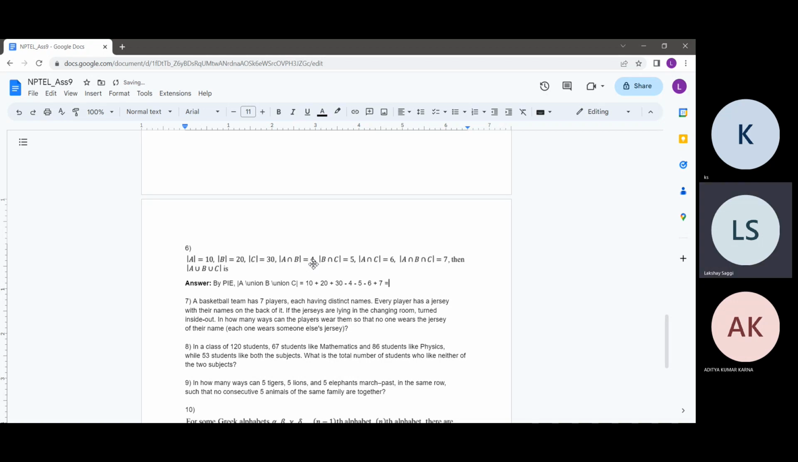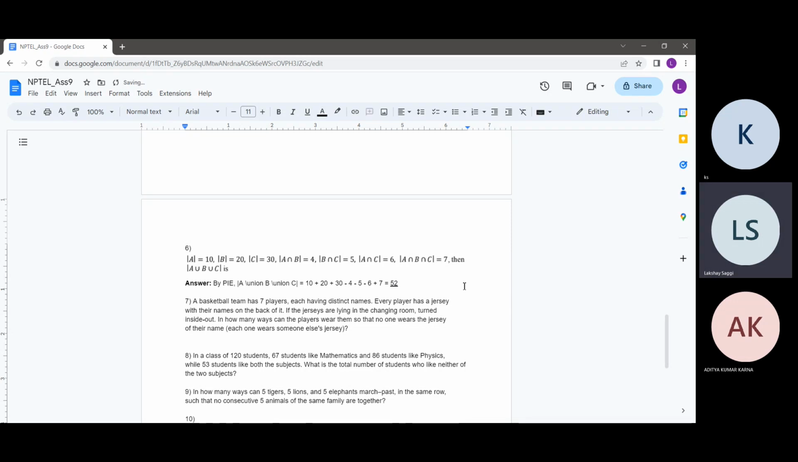So what does this leave us with? 10 plus 20 plus 30 is 60. So 60 plus 7 is 67, then 61, and this will be 56, and this is 52. So KS has already written the answer is 52. So KS, your answer is correct. It's 52. Straightforward question. Let's just move on.